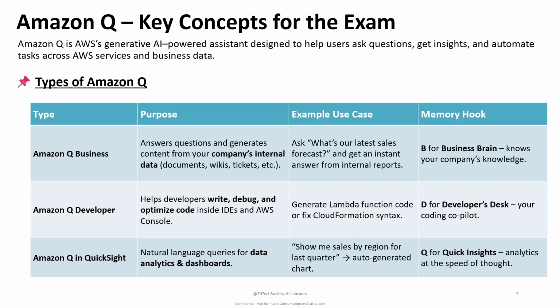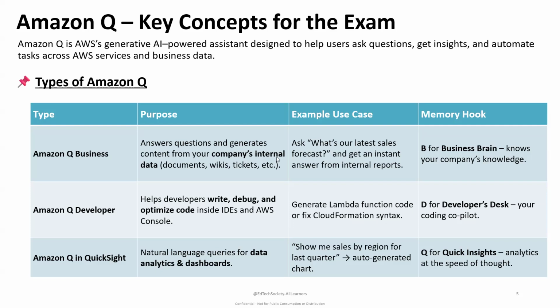Amazon Q in QuickSight, it's completely NLP, natural language queries for data analytics and dashboards. An example is, suppose you say show me sales by region for last quarter. It will give you a chart. Okay, so to remember, BDQ: B for business, D for developer, Q for quick insights. Okay, so that is Amazon Q.